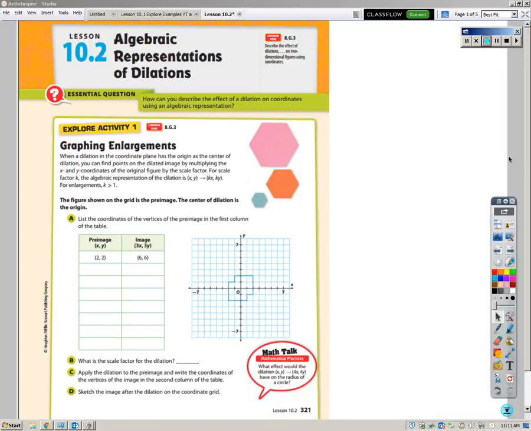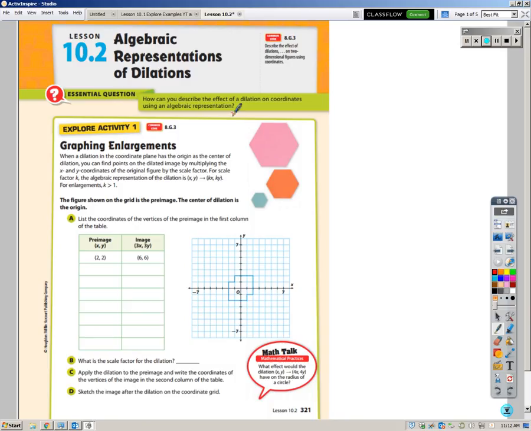Okay, Math 8 students, here we are in Lesson 10.2, Algebraic Representations of Dilations. Building off of what we did in Lesson 10.1, which was properties of dilations, we are now determining how we represent those properties algebraically. So, taking a look at our essential question, we want to think about this as we go through all these explore activities, and so hopefully by the end of this we can answer this essential question, which is, how can you describe the effects of a dilation on coordinates using an algebraic representation? So using an equation, that's what it wants to know.